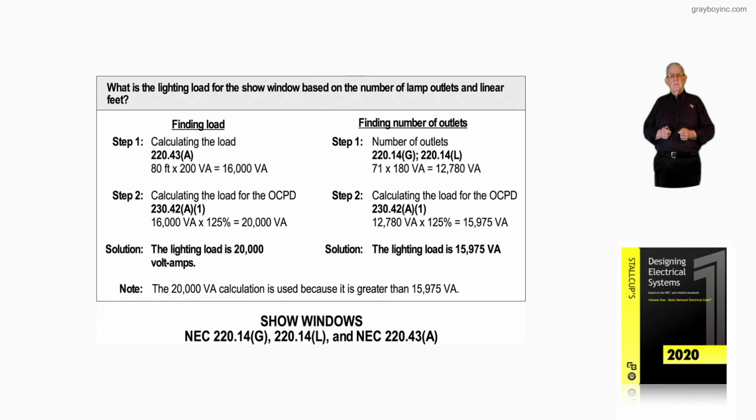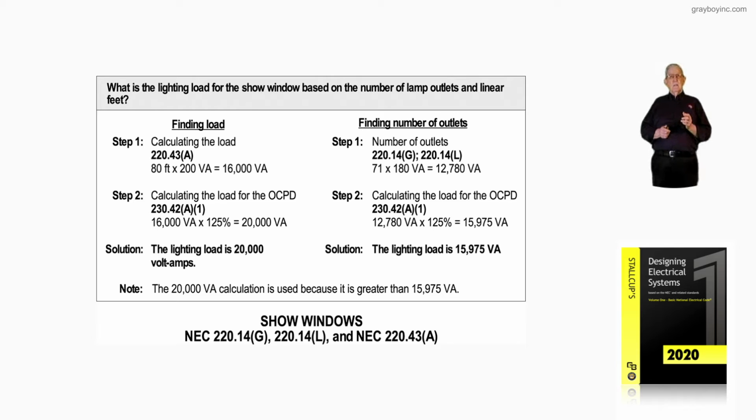Now this illustration illustrates the show windows, and we're going to calculate the loads and find the number of outlets in accordance with NEC 220.14(G) and 220.43(A). To the left, we have a question first. What is the lighting load for the show window based upon the number of lamp outlets in linear feet?